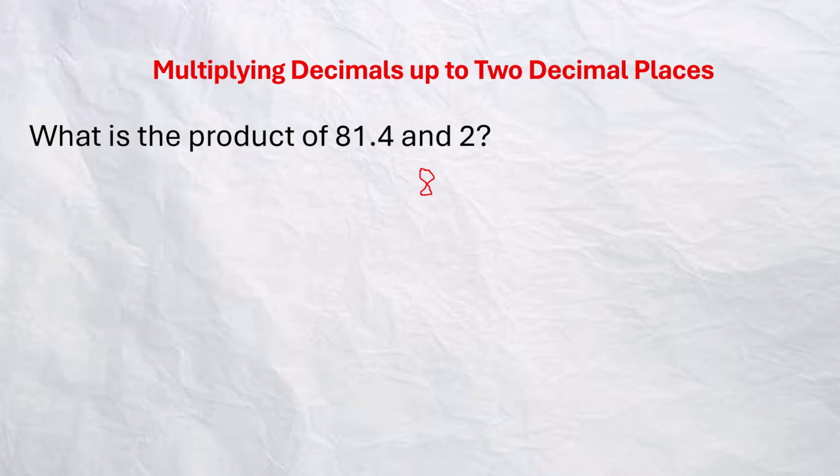Again, we have to arrange them in vertical position. So 81.4 multiplied by 2. So we begin by multiplying the number 2 to each digit on our first factor. So 2 times 4, that is 8.